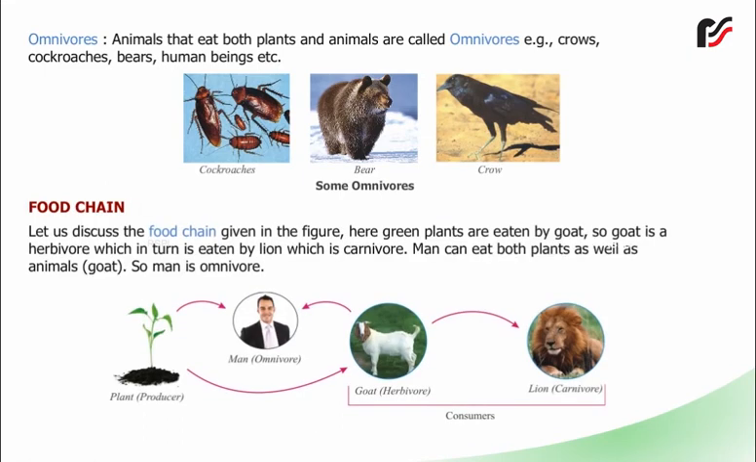Food chain. Let us discuss the food chain given in the figure. Here, green plants are eaten by goat, so goat is a herbivore, which in turn is eaten by lion, which is carnivore. Man can eat both plants as well as goat, so man is omnivore.